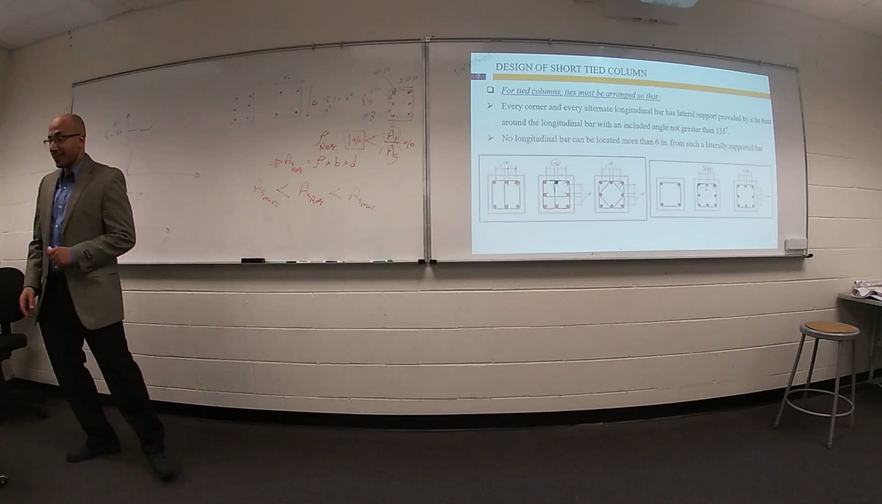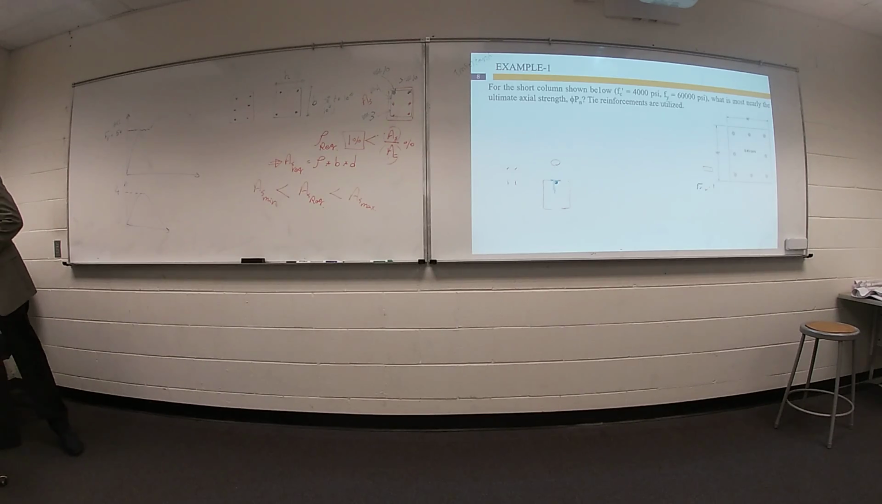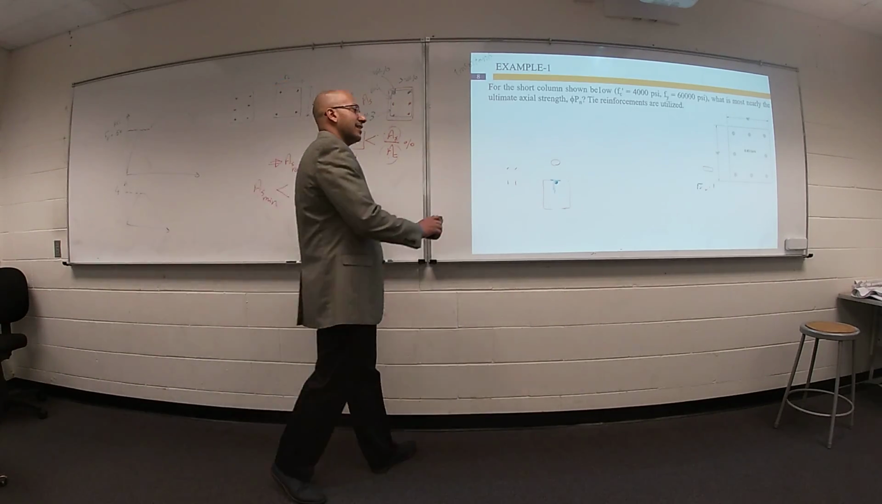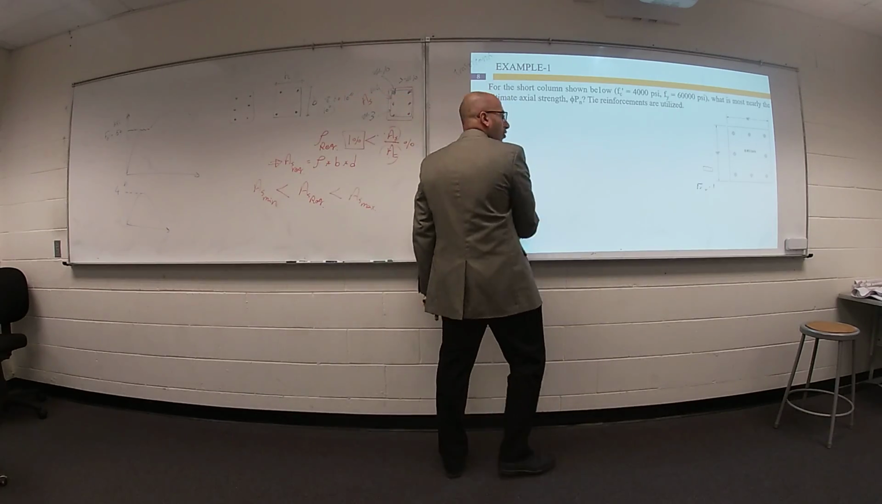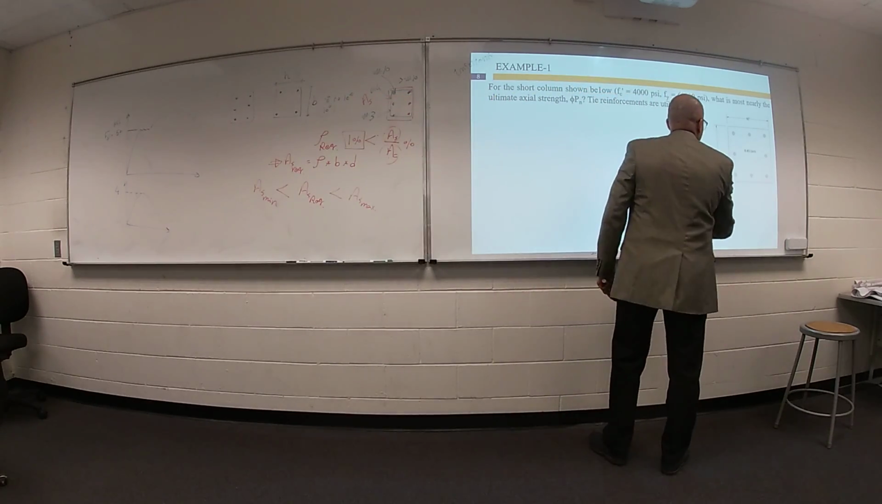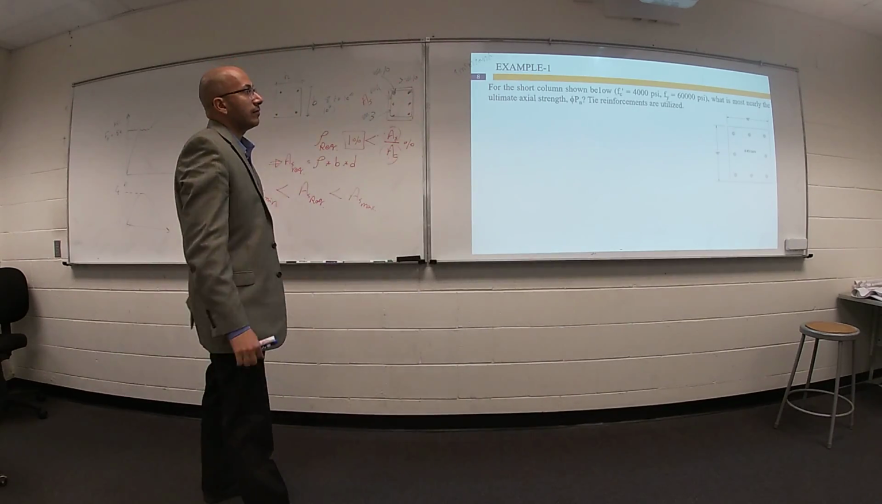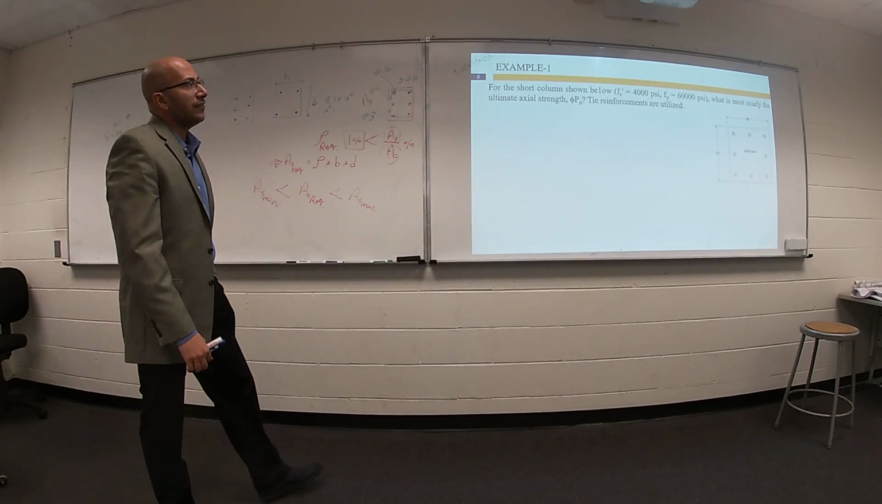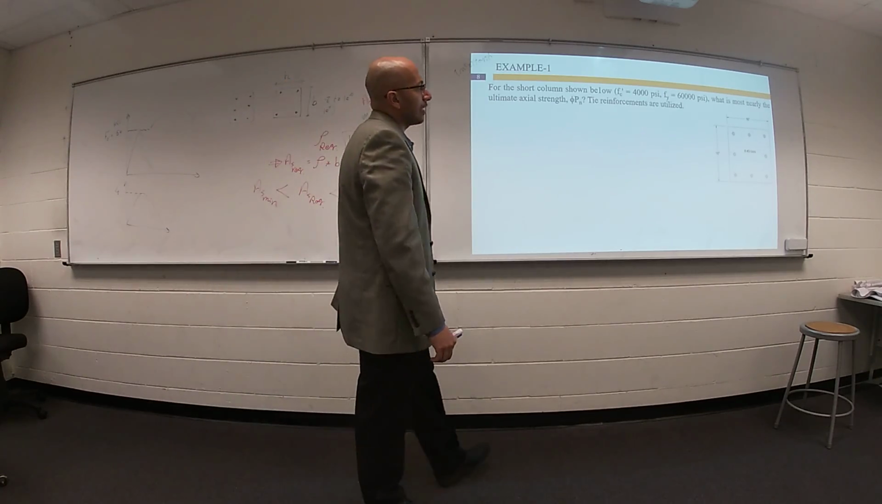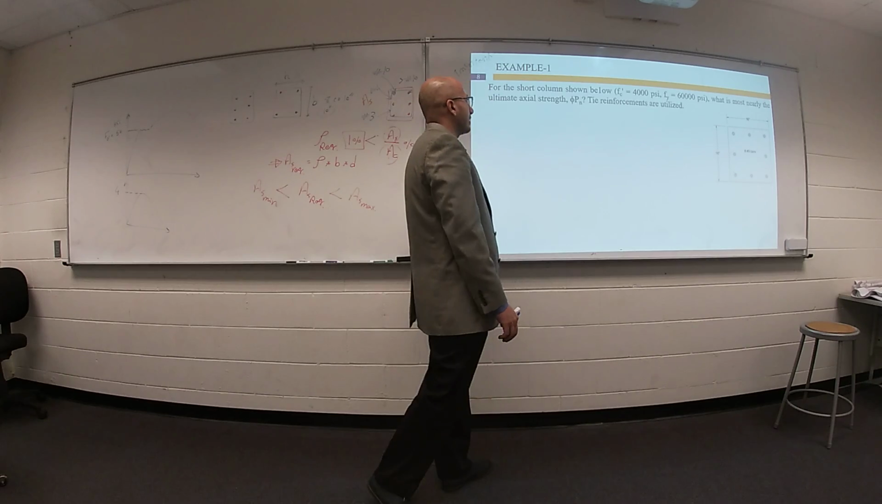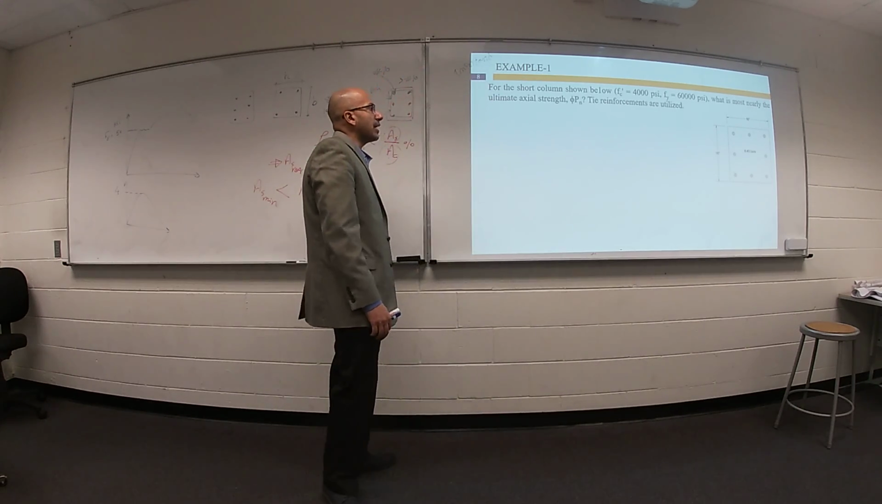Okay, I think it's time for an example. First example, it's a very simple example. The column is very simple. For the short column shown, f'c equals 4,000, fy equals 60,000. What is most nearly the ultimate axial strength, phi Pn?